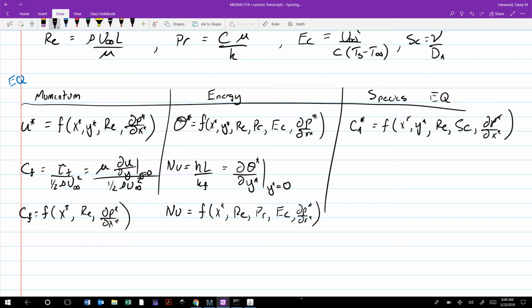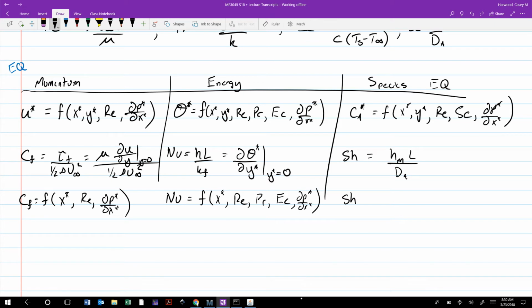So instead of the Nusselt number, we define this thing called the Sherwood number, Sh, which is defined as hm, the mass convective coefficient, times L over D A. So D A there is the mass diffusivity. And the Sherwood number is then defined as a function of, once again, x, Reynolds number, the Schmidt number, and dp dx.